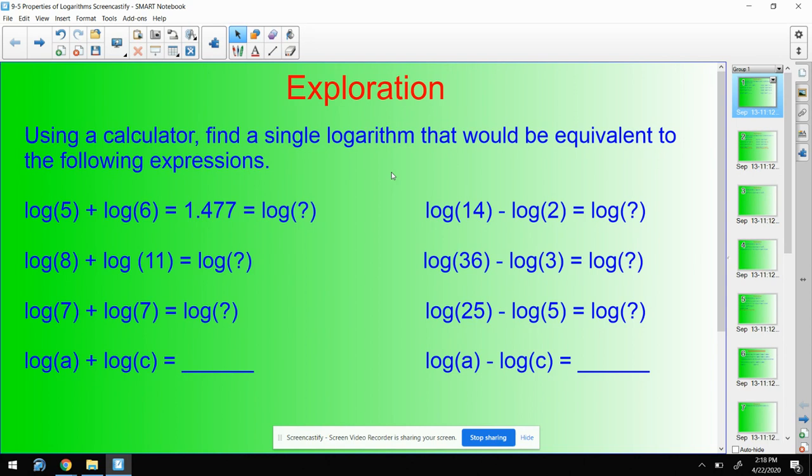So the first thing I want us to look at is if I do log of 5 plus log of 6, do that on my calculator, I'm going to get 1.477. Now there's a log that is the same value as 1.477.